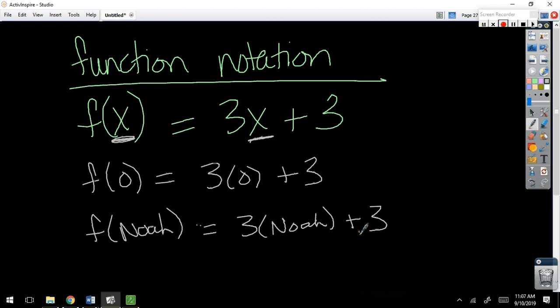Did we talk about independent, dependent? Which one's independent? X. Which one's dependent? Y. Why? Because Y depends on the value of X. Right? Okay.